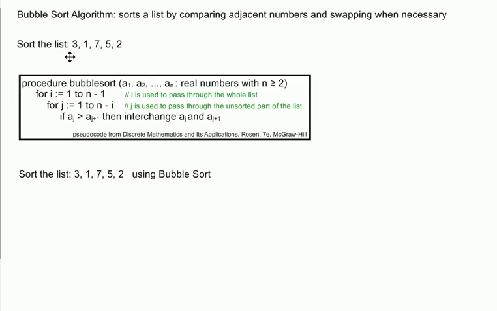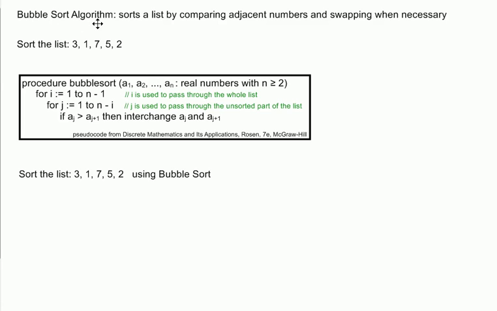So you might want to sort the list 3, 1, 7, 5, 2. I trust that any of you could put that list in the right order. That's not really the question at hand here. The question is, how could we write a computer code, or how could we follow an algorithm to put this list in order, or to put any general list in order? We're going to start with the bubble sort algorithm.